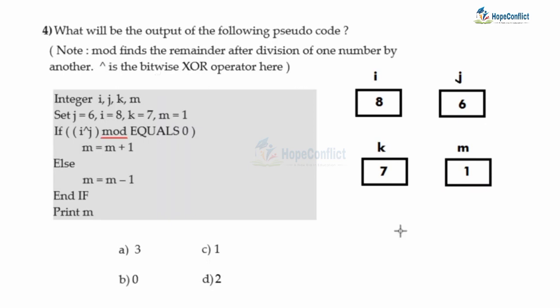Now in the pseudocode we have four variables I, J, K and M. So I have represented I, J, K, M in the memory diagram. Then in the next line we have a condition: if I XOR J mod 7 equals 0. So in this line, first of all I XOR J will be evaluated.